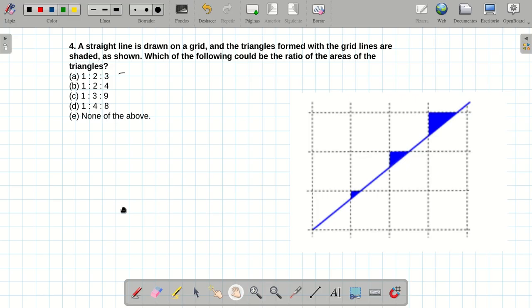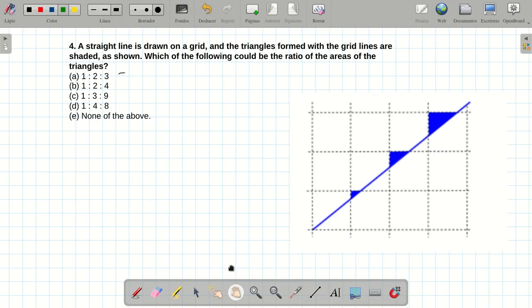Okay, let's get into the solution of this problem. So the problem says, a straight line is drawn on a grid, and the triangles formed with the grid lines are shaded, as shown, these blue triangles. Now, which of the following could be the ratio of the areas of the triangles?